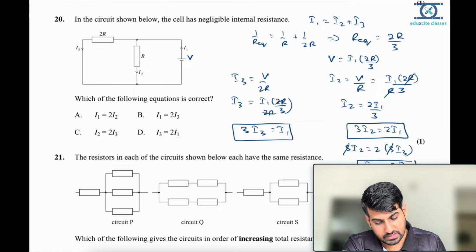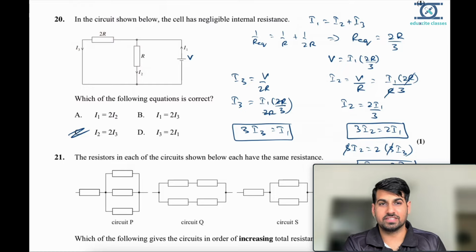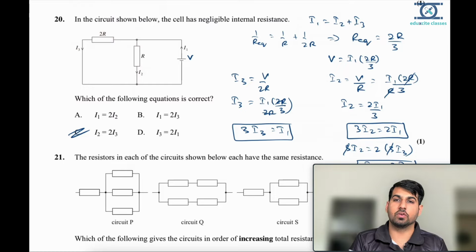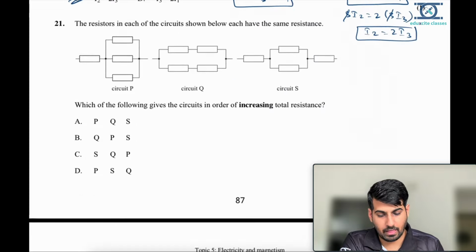Now check for this. I2 equals 2I3. So the relation I2 equals 2I3 is option C. Okay, so you just have to use Ohm's law, the series and parallel equations, and equate I1, I2 and I3, and you will get the answer.